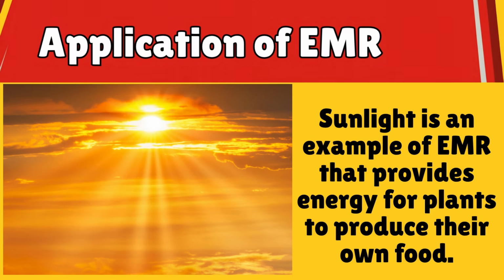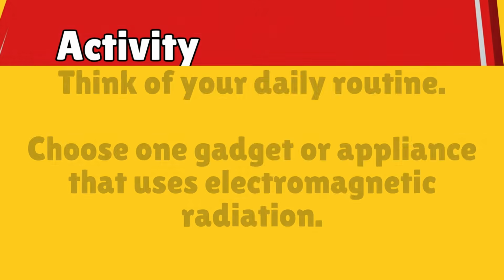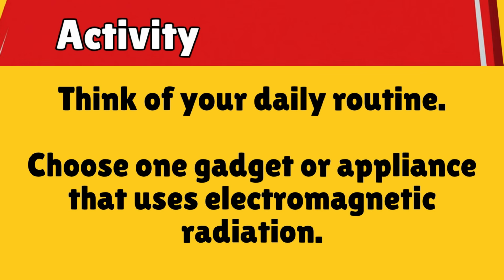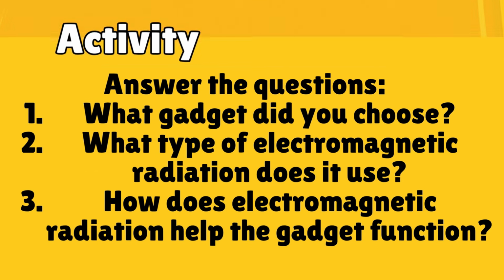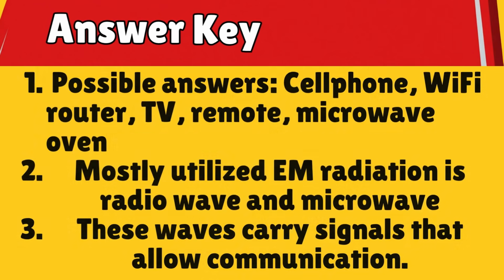For another activity, on your notebooks, think of your daily routine. Choose one gadget or appliance that uses electromagnetic radiation, and then answer the following questions. Number 1, what gadget did you choose? Second, what type of electromagnetic radiation does it use? And lastly, how does electromagnetic radiation help the gadget function?